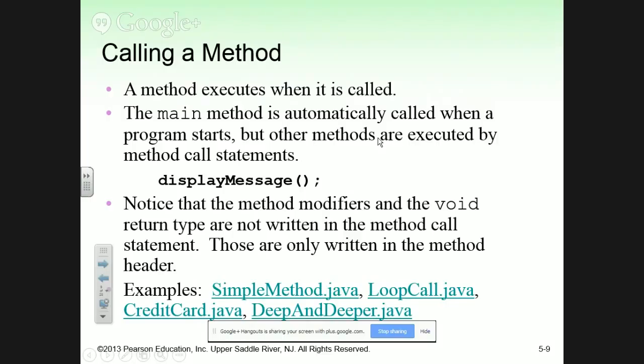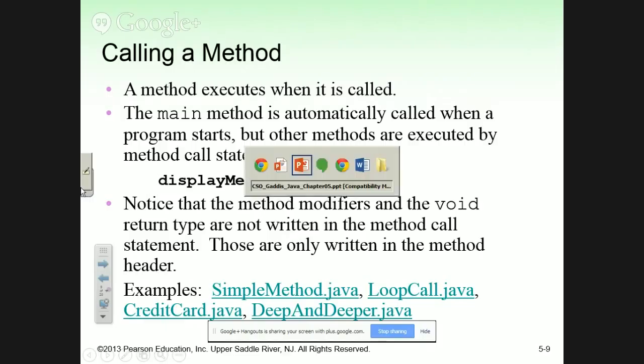So to call a method, all we do is provide the name of the method and parentheses. Now this is for calling a method that does not take any arguments and also will not return any value. For methods that do return values, it's slightly more complicated, but I think it's best explained with some examples. Let's look at some examples here.